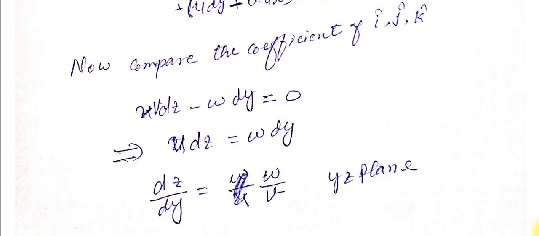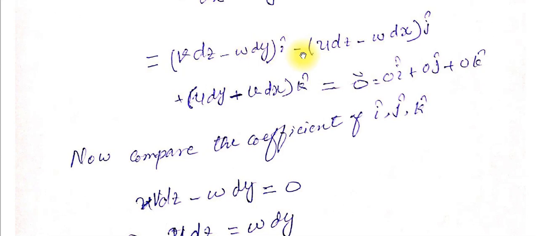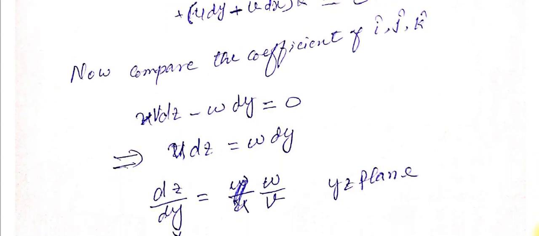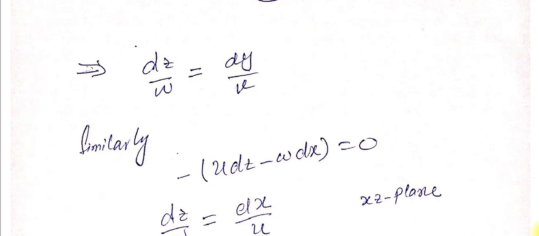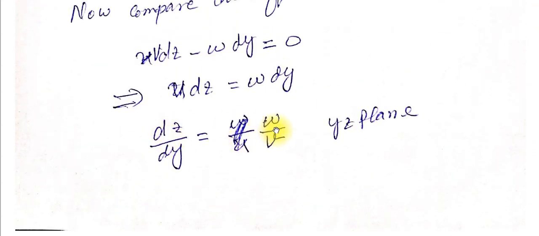So we have v dz minus w dy equal to 0, and we can write v dz is equal to w dy. Rearranging this, we have dz by dy equal to w by v. This is the equation of streamline in the yz plane. If we have z and y, it is called the yz plane, and you can see the velocity in the z direction is w and in the y direction is v. We can rearrange this one as dz by w equals dy by v.